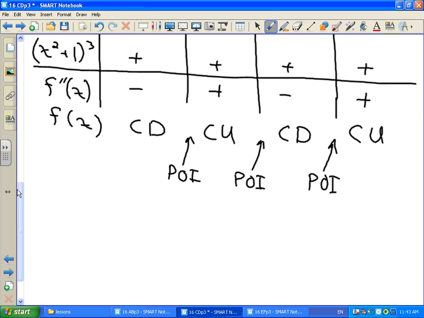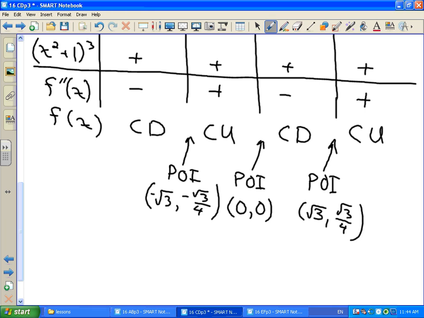So we can read off what our x values are. Here our x value is negative root 3. Here our x value is 0. Here our x value was, negative root 3 there, positive root 3 there. And we can sub those back into the original function to figure out our y values. We get negative root 3 over 4, 0, 0, and root 3 over 4. Okay. So 3 points of inflection on our curve here. Okay.